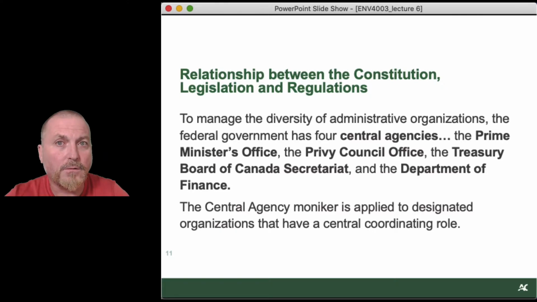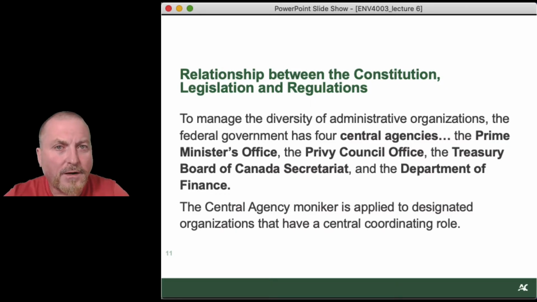are central agencies, and they're responsible, obviously, the Department of Finance, for overseeing financial accountability government-wide. With the Treasury Board of Canada Secretariat, budgeting and developing regulations or policy instruments across government are coordinated according to cabinet directives by the Treasury Board civil servants, okay? The Privy Council office serves a role in approvals and feeding things to cabinet, and the Prime Minister's office obviously services the Prime Minister and his or her immediate cabinet, okay? The central agency moniker is applied to designated organizations that have that central coordinating function.